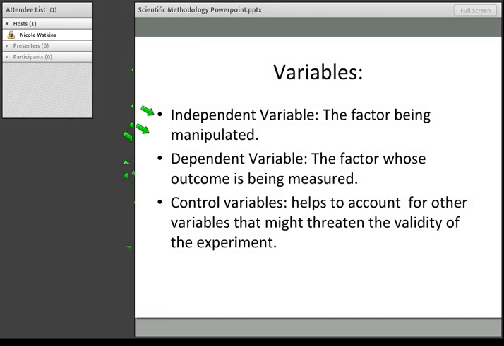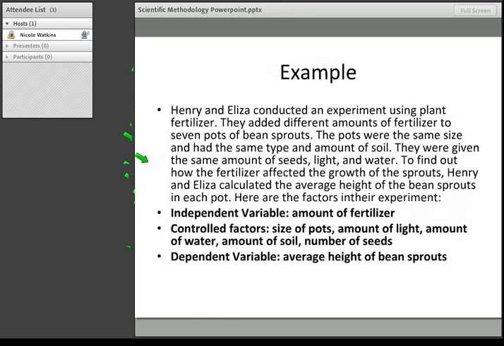So what is a variable? You have three types of variables. You have your independent variable, your dependent variable, and control variables. Your independent variable is defined as the factor being manipulated. Your dependent variable is defined as the factor whose outcome is being measured. And your control variables help to account for other variables that might threaten the internal validity of your experiment. So we're going to talk about some of these in a little bit more detail with some examples.